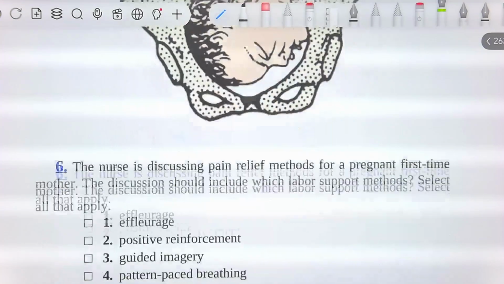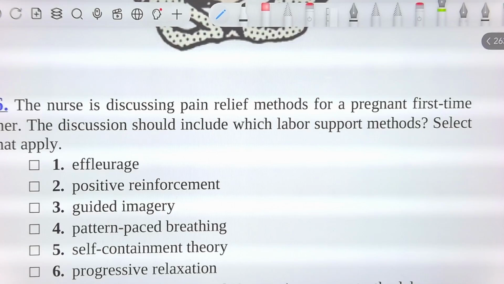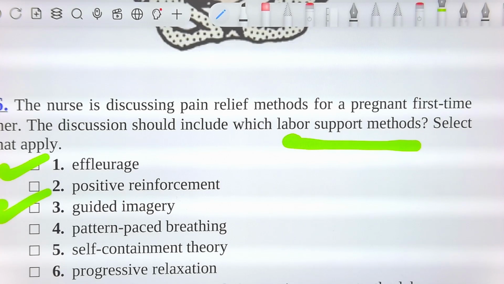Now let's read the next question, question number 6. The nurse is discussing pain relief methods for a pregnant first-time mother. The discussion should include which labor support methods? Select all that apply. We have to choose labor support methods. Answer number 1 will be the correct, that is fluids. That means we can give the patient a light massage. Answer number 3 will also be correct, guided imagery. What else? 4 and 6 will also be correct to support the patient.